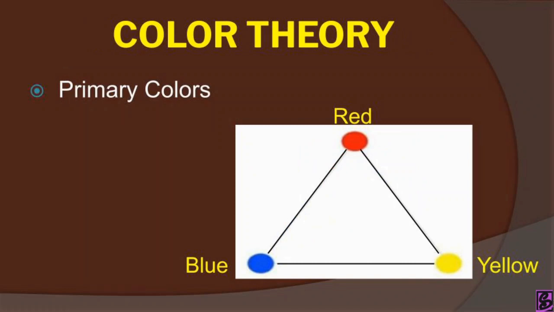Now let's proceed to our main part, that is color theory. Knowledge of color theory is essential for effective color combinations. So let's start. In color theory, firstly come the primary colors. Primary colors are located at the three ends of the triangle, that is red, yellow and blue. These are the three primary colors.